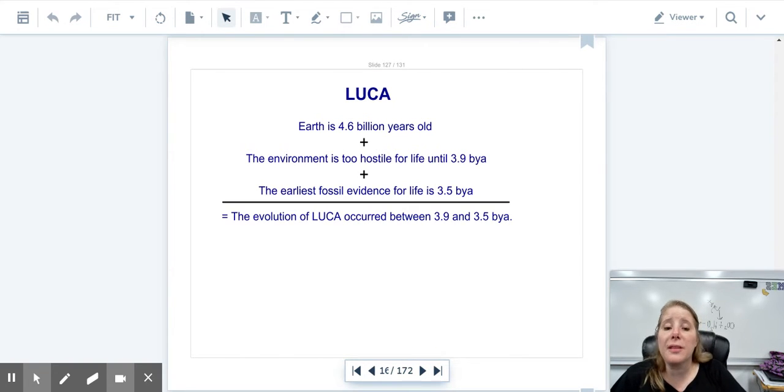Earth is 4.6 billion years old. For the first 600 million years, until about 3.9 billion years ago, the environment was too hostile for life. We were getting those larger molecules, but we were not getting life yet. The earliest fossil evidence happened about 3.5 billion years ago, and we believe LUCA occurred 3.9 to 3.5 billion years ago in that first bit.